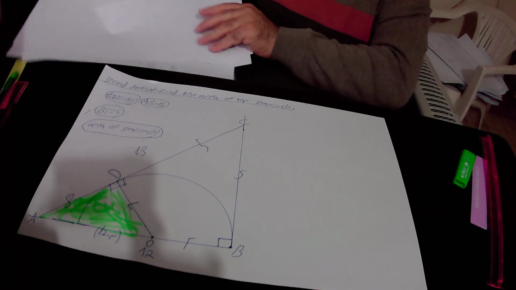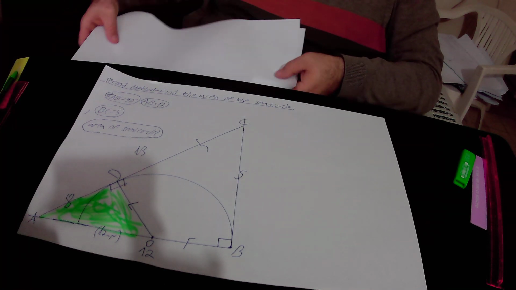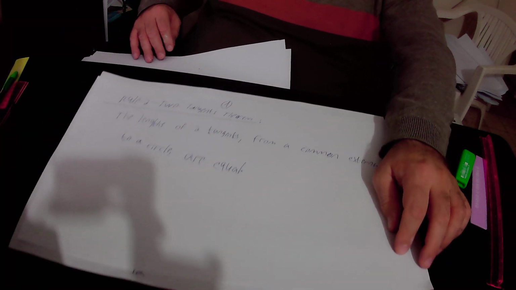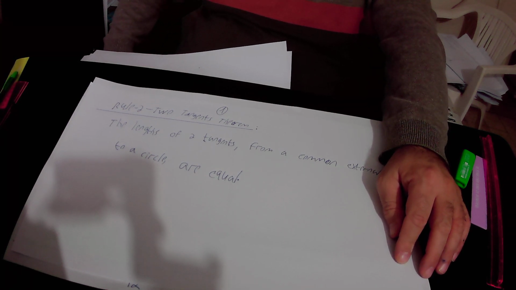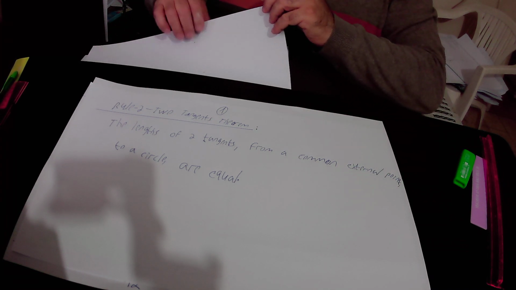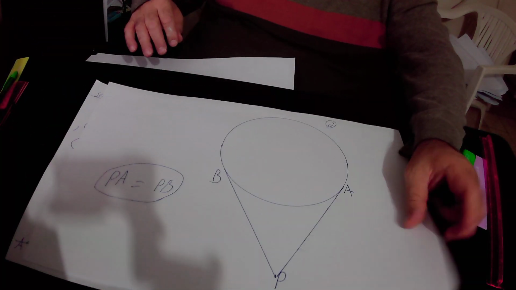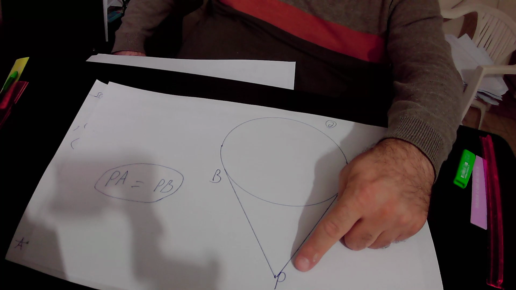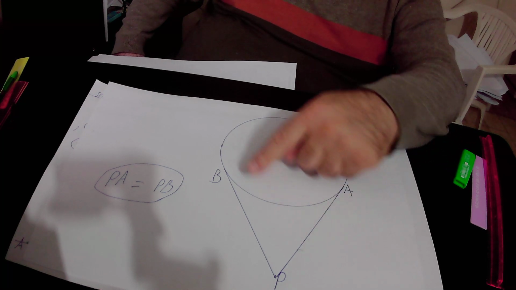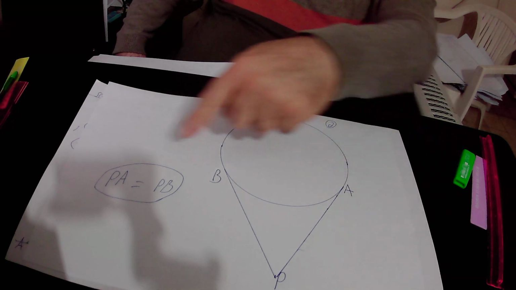In the second method, we use rule number 2, or the two tangents theorem. According to the two tangents theorem, the lengths of two tangents from a common external point to a circle are equal. What is the meaning of this rule? If we have a circle and an external point P, and we draw two tangents to this circle, tangent PA and tangent PB, then the lengths of those two tangents will be equal. That is to say, PA equals PB.